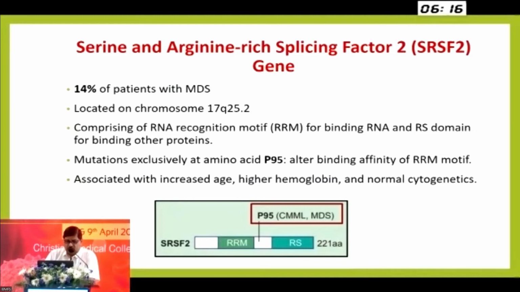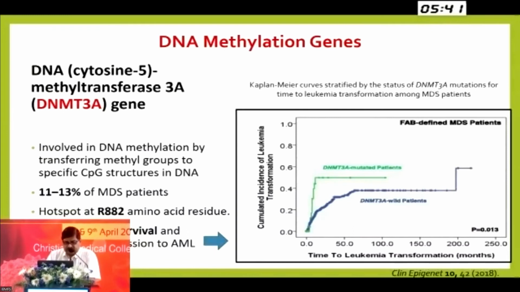SRSF2 is also a serine arginine-rich splicing factor 2 gene, present in about 14% of patients with MDS, located in chromosome 17q25.2, that comprises RNA recognition motifs for binding the RNA and the RS domain for binding other proteins. It is associated with increased age, higher hemoglobin, and normal cytogenetics. But this is a mutation that is seen in about 1/5 of the patients of MDS.